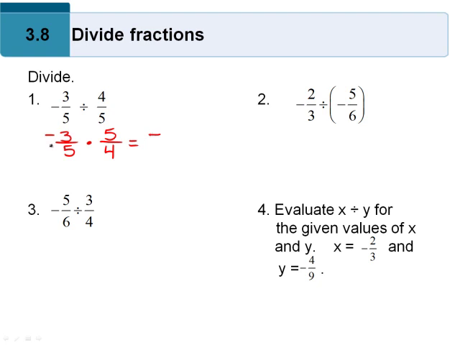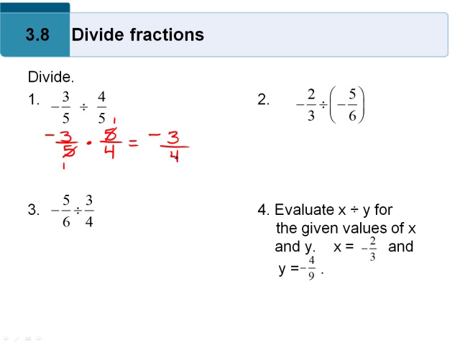Now see if we can cancel. Well, we can definitely cancel these 5's. 5 divided by 5 leaves 1, and 5 divided by 5 leaves 1. So 3 times 1 is 3 on top, and 1 times 4 is 4. So we end up with negative 3/4.